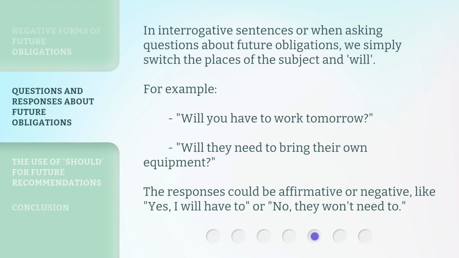In interrogative sentences, or when asking questions about future obligations, we simply switch the places of the subject and will. For example, will you have to work tomorrow? Will they need to bring their own equipment? The responses could be affirmative or negative, like, yes, I will have to, or no, they won't need to.